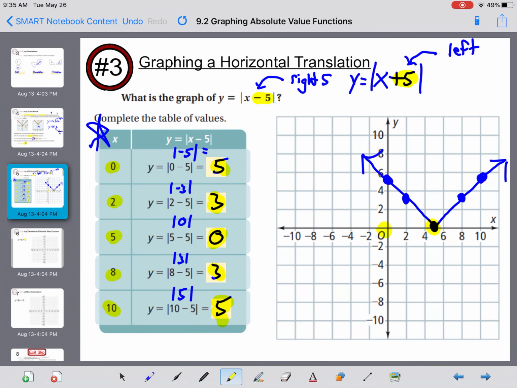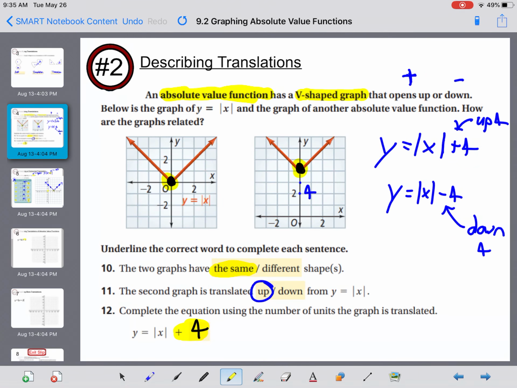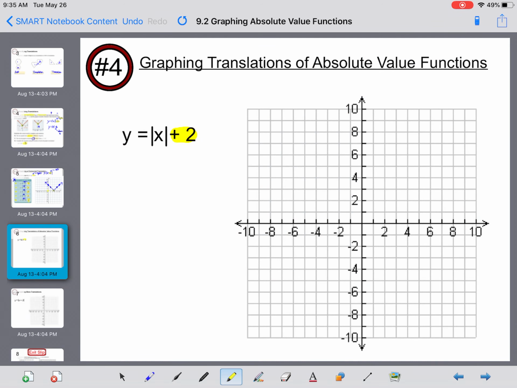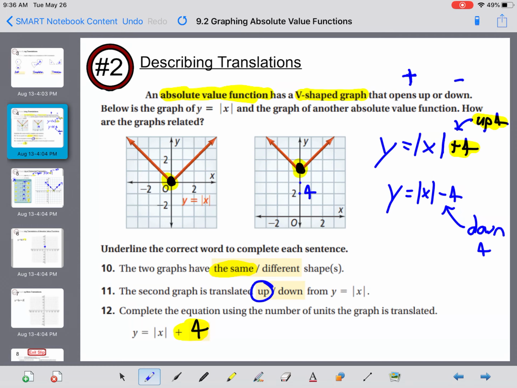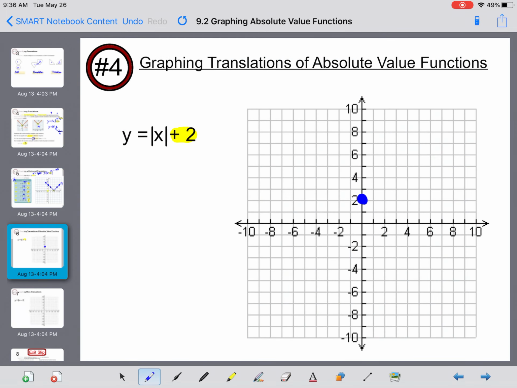For example, if you take a look here, I have a plus 2 on the outside of my absolute value function. Those were inside. And here's your outsides. We said a plus 4 on the outside meant up 4. Well, what do we think a plus 2 is going to mean? Up 2. And there it is.